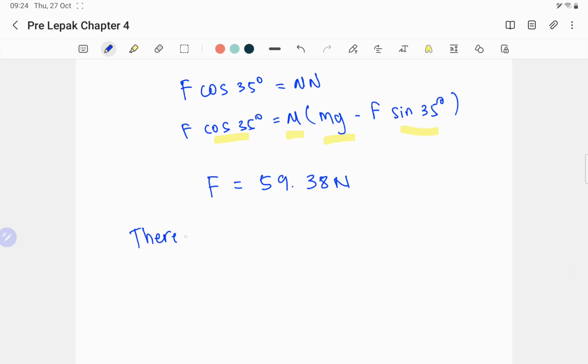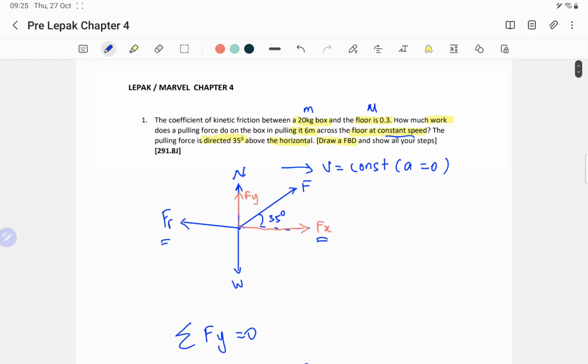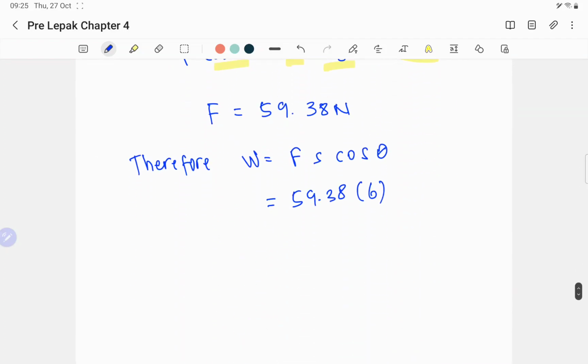Once we have the value of F, we can calculate the work done. Work will be equivalent to F s cos theta. Just replace in: F given 59.38, times displacement, where we have 6, refer back to the question, we're pulling it 6 meter, times cos 35 degrees. Solve it, and you will end up with total work done of 291.8 joule. So this will be the final answer which we are looking for. Now done.